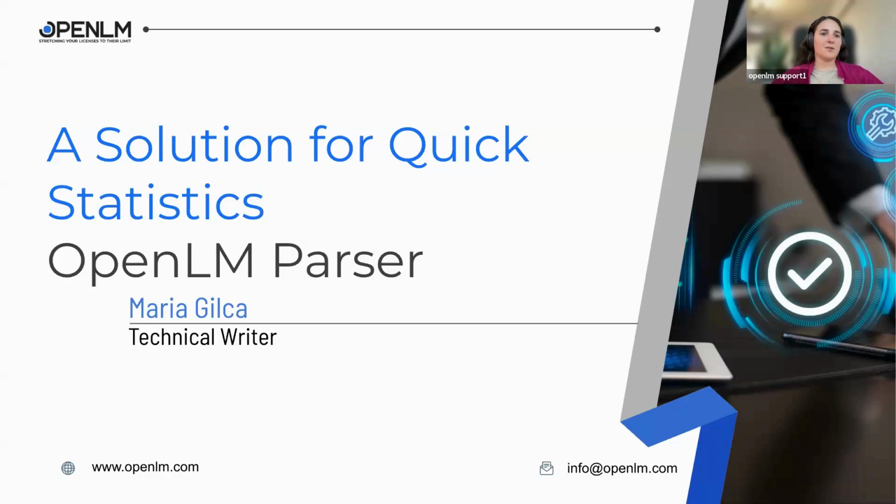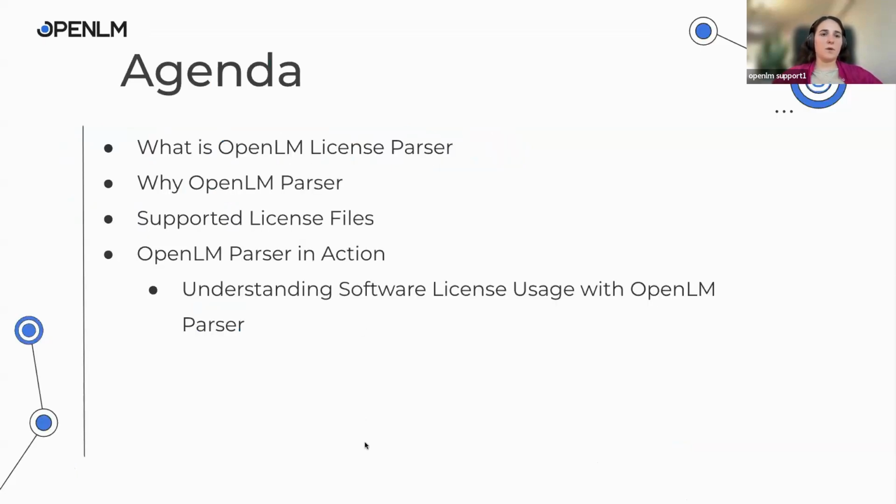Let's start from the very beginning. I would like to make this webinar interactive. Feel free to raise your hands at any time and post questions. Throughout this webinar, we will talk about what the OpenLM license parser is, and why a company needs the license parser. We will see what supported license files we have, and in the end, Vyacheslav and I will show you the OpenLM parser in action, and you'll understand better how you can improve your software license usage with the OpenLM Parser.